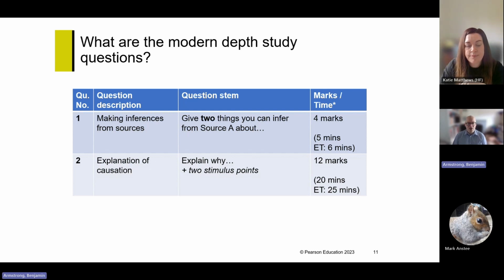The second question is very similar to ones you've seen on other exam papers. It's about explaining causation. It will start explain why, and there'll be 2 stimulus points or bullet points to help you get started on the question. This is worth 12 marks, just like it is on the other exam papers with similar questions. And so we recommend you spend about 20 minutes, or with extra time, 25 minutes.